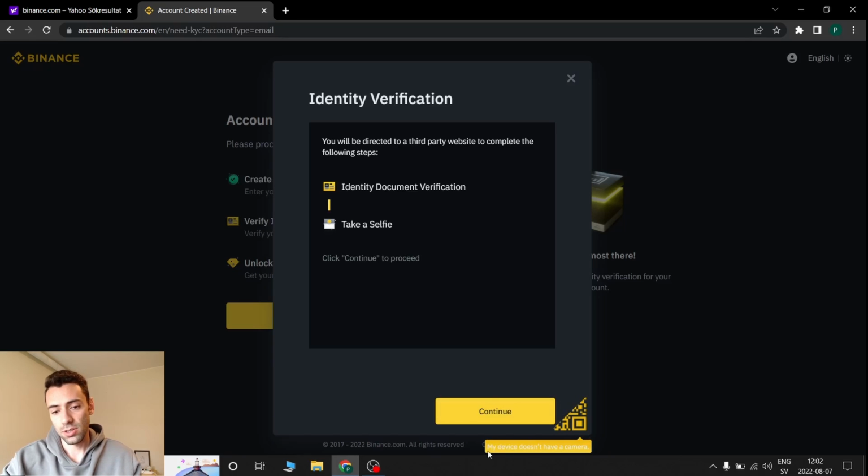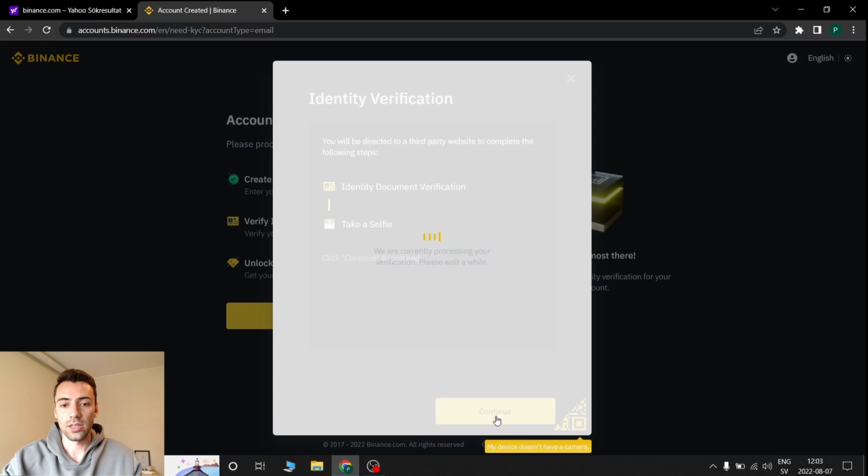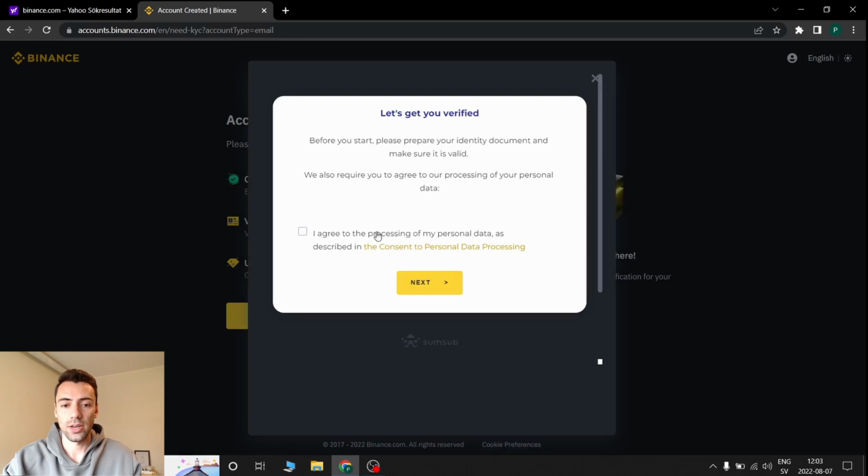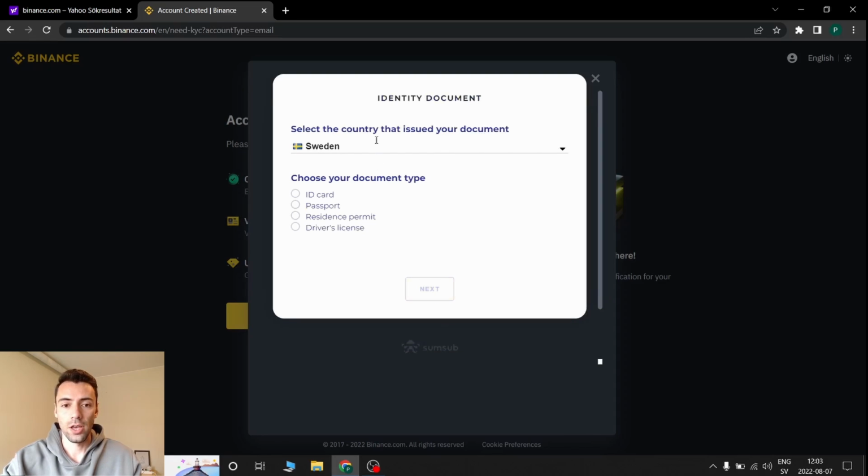As you can see here, it also says my device doesn't have a camera, so you can actually go through this barcode and download the app on your cell phone. So after I click continue, it will go through the next step. Before you start, please prepare your identity document and make sure it is valid. We also require you to agree to our processing of your personal data. So I agree and next. So this says choose your document type: your ID card, passport, residence permit, or driver license.